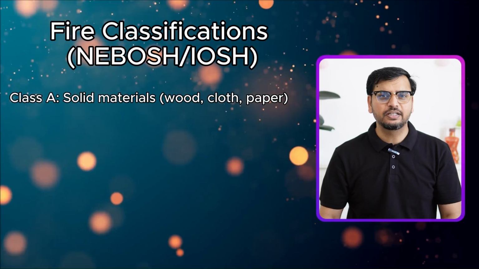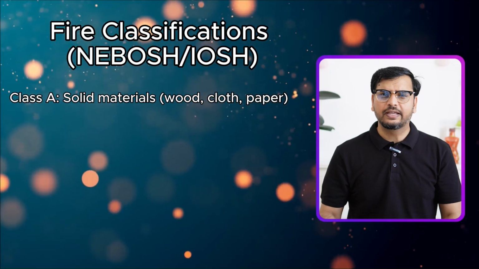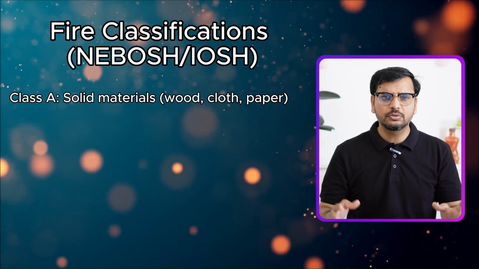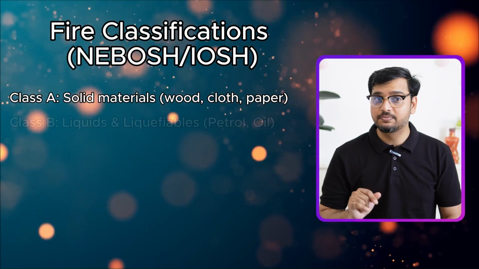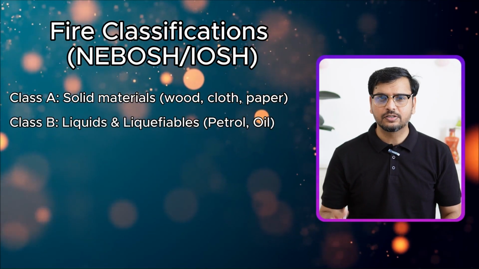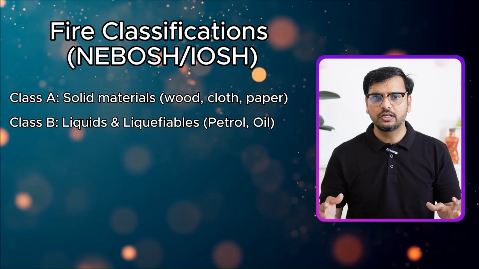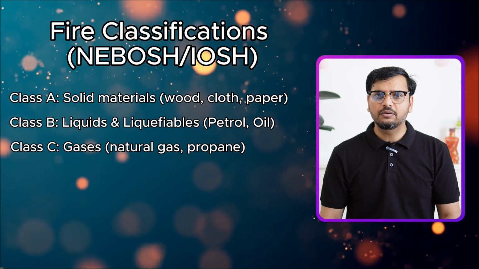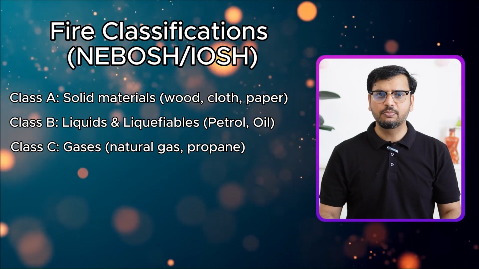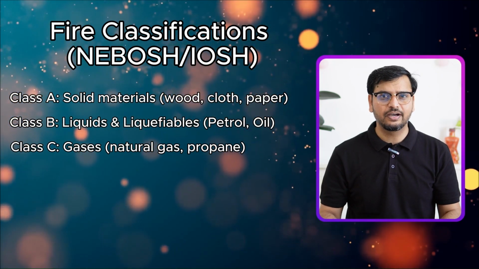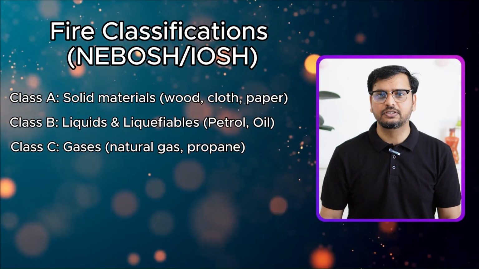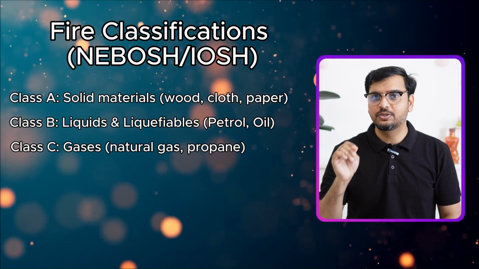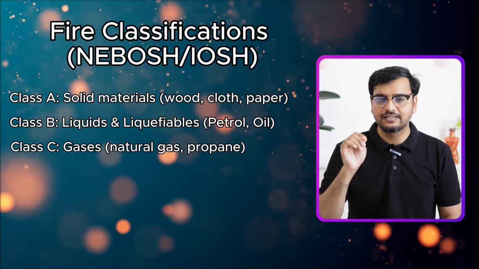These are the fires that involve solid material like wood, textile or paper, the things you can touch and feel. Next is Class B, which is a liquid or liquefied solid such as petrol or oil, and this fire can really spread fast. After that comes Class C. Now here there is a little bit of a twist. In the NEBOSH and IOSH syllabus, Class C fire involves gases like LPG. So remember this: for the UK EU region, Class C is gas fire.